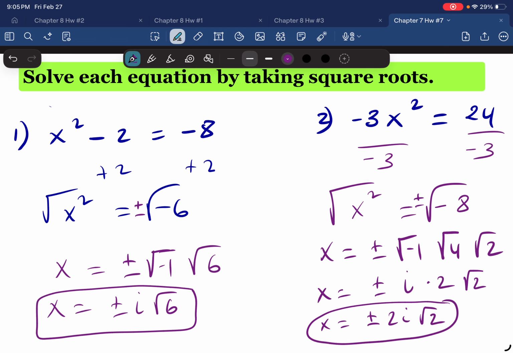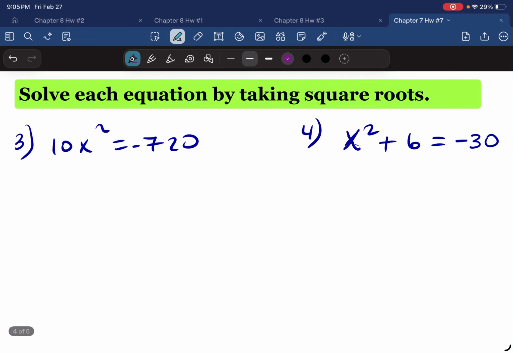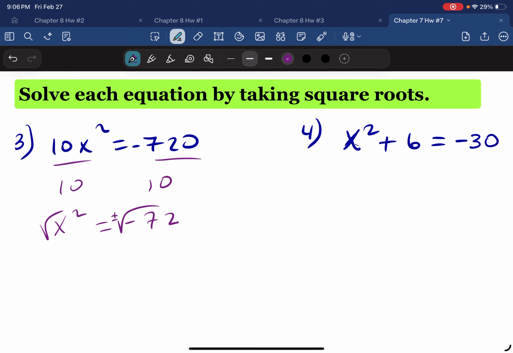Okay, let's move on to the next one. Number 3, same thing like the other ones. We're going to divide both sides by 10. So we get x squared equal to negative 72. Taking the square root of both sides, and we get plus or minus. So the square root of x squared is x equal to plus or minus the square root of negative 1. And if we do 72, that's 36 and 2, right? If you pick 8 and 9, which is also correct, but you have to show more work. 36 and 2 is better, less work.